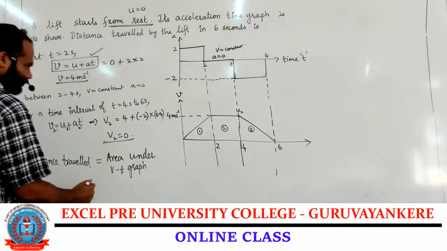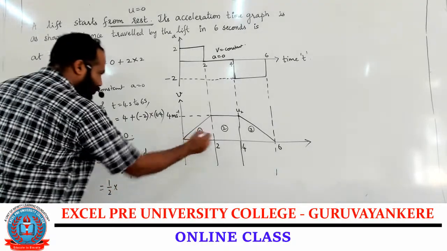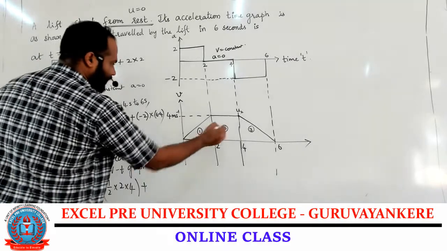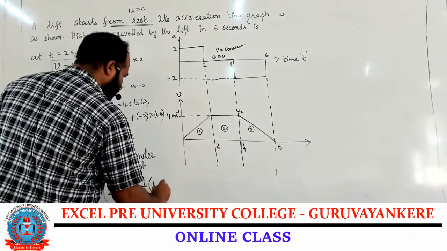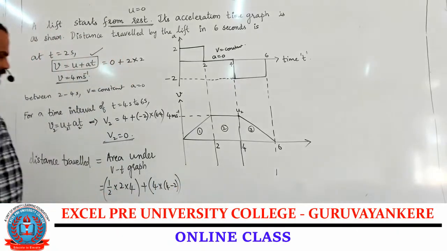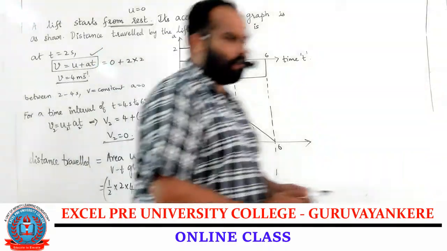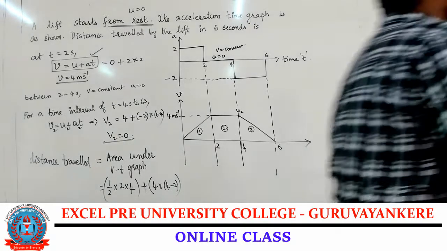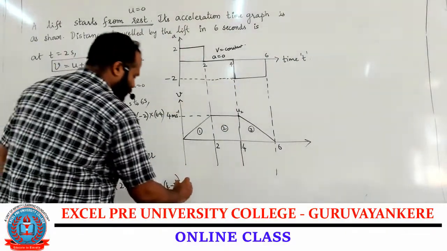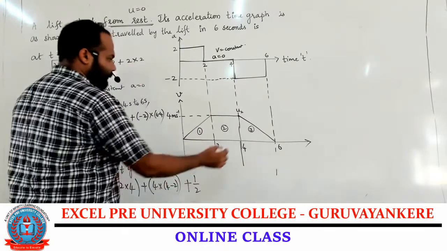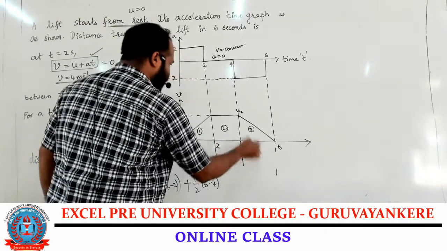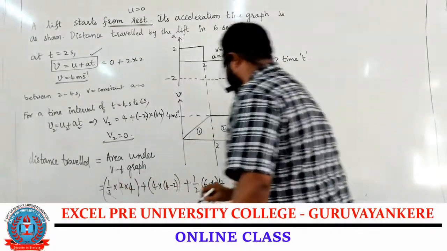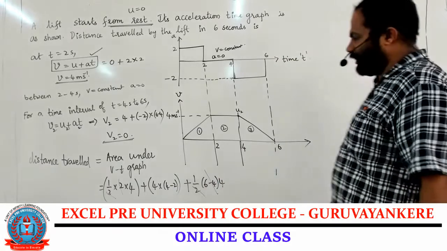So now half, base is 2, height is 4, correct? Plus the rectangle now. Rectangle is 4 into 4 minus 2. That is the second area. Is it visible if I write there? Yeah, the step is just visible. Okay. 4 into 4 minus 2 plus another half, base is 6 minus 4, height is 4. Okay, now you calculate. Here half and 2 cancels off. This also half and this 2 cancels off.